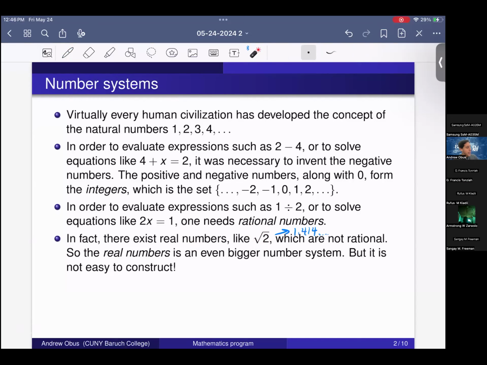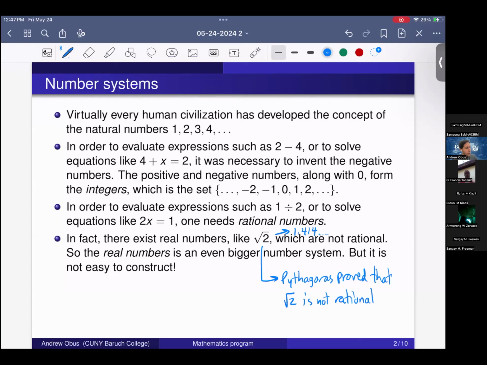This is something that was actually proven. Usually it's credited to Pythagoras. So Pythagoras proved that the square root of 2 is not rational. Not rational, meaning the square root of 2 is not equal to P over Q for any P, Q integers. That's what it means to not be a rational number, okay? You can't write it as a whole number over another whole number.